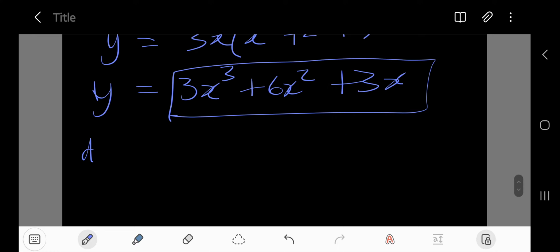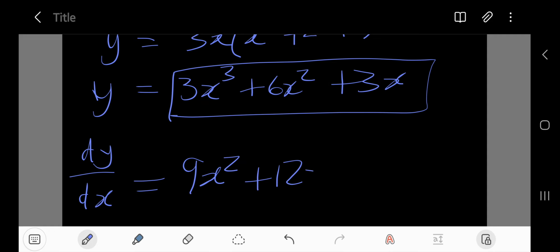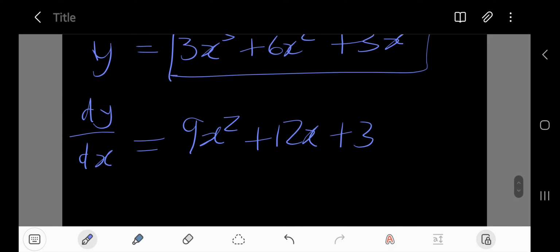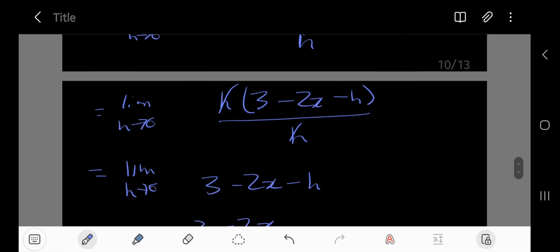So now let's find the derivative. dy over dx is equal to 9x squared plus 12x plus 3. And then, yeah, I believe we're done with that one. So let's move to the next question.